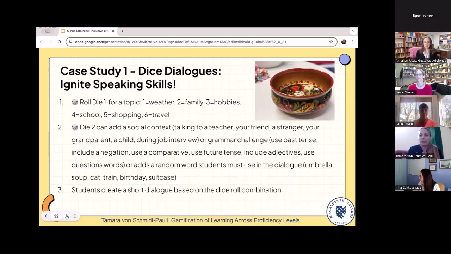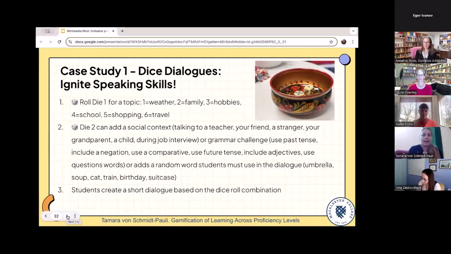You could see a little photograph there. So I took a picture of a little bowl with dice, and this is an essential part of my classroom. I actually have a few of those bowls and sets of dice. And my case study one is how can you use dice to ignite speaking skills. So I suggest the activity where you decide either you roll one die or two dice. So let's say you roll die one and it could equal a topic. So you assign number one could be погода, два семья, три hobby, и так далее.